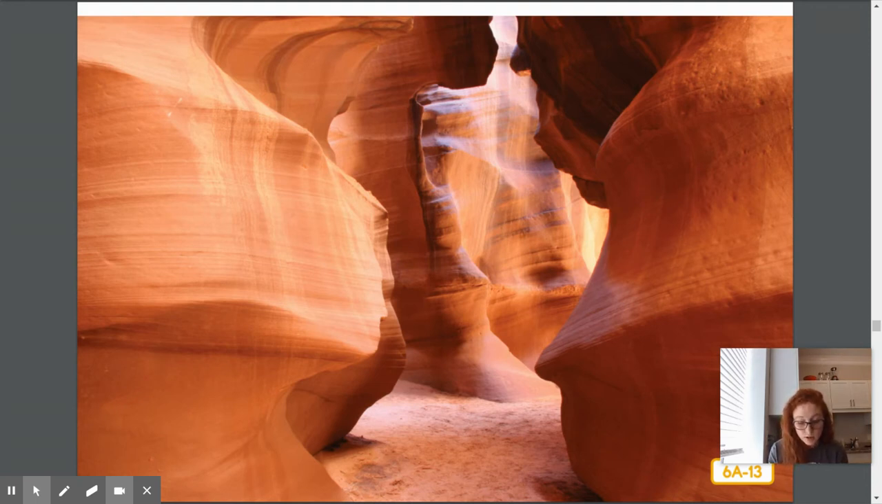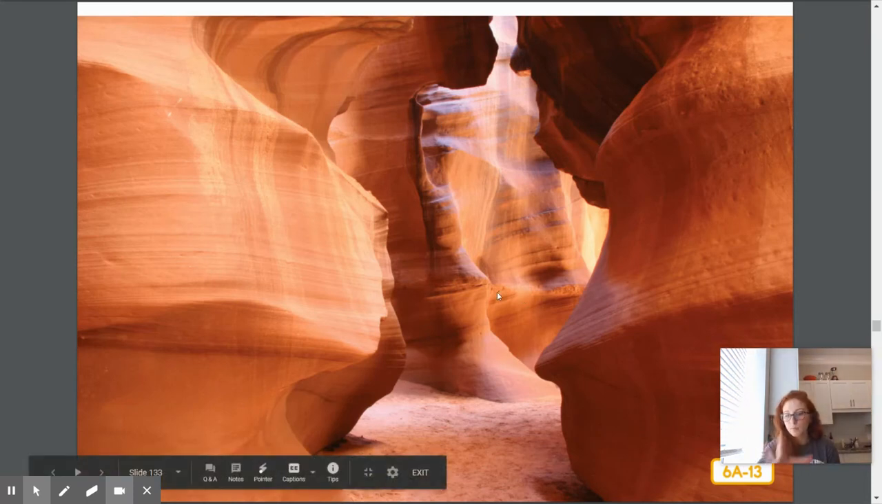It is known as a slot canyon, which is formed over many, many years as water from rain and floods rushes through the sandstone, causing it to erode. So the water comes through the rock and breaks off parts of the rock, okay?